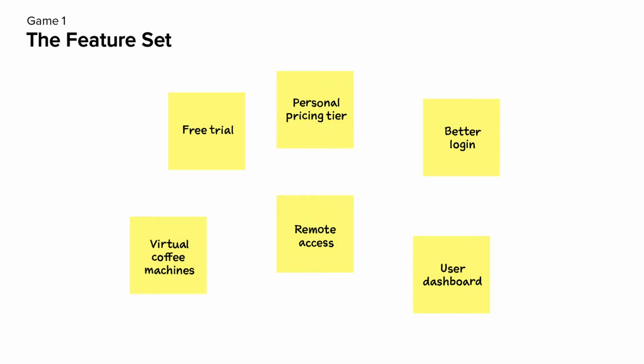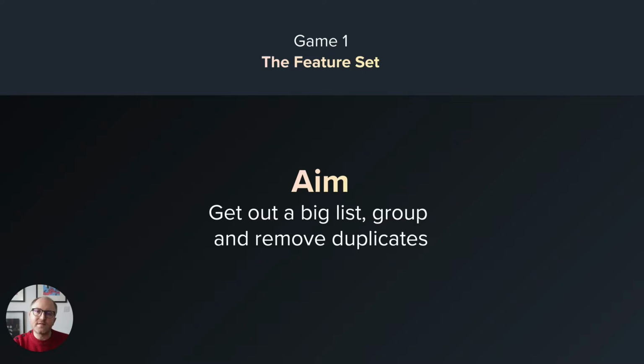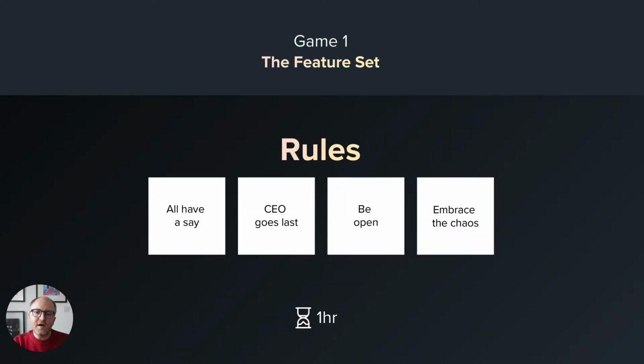The aim of the game is to get out a big list of all the features you might have. And there's no bad ideas at this point. Group them, remove duplicates. And the rules are that everyone has a say. You need to go round the table and just make sure that everyone has their say here, from the designer, developer, through to the project manager and the product owner. The CEO goes last.